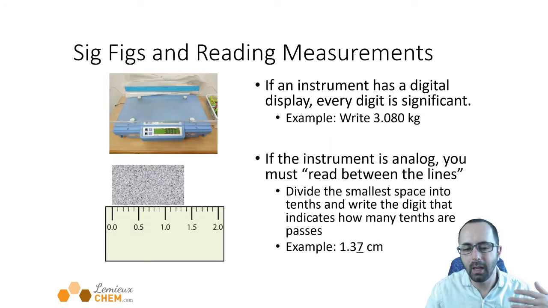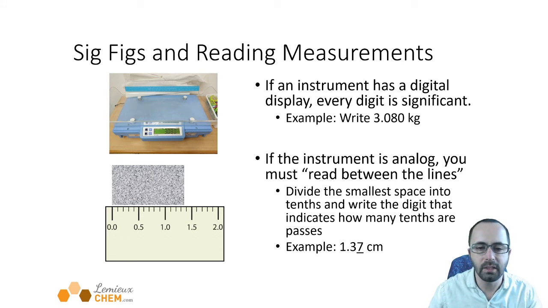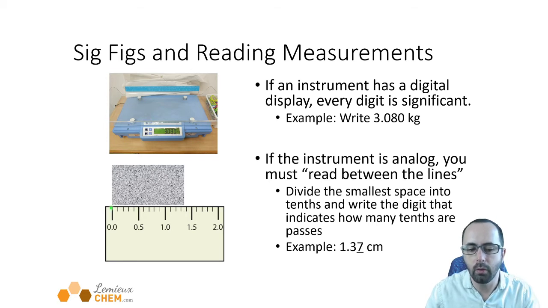So when we're making a measurement, how do we know how many sig figs we should write down? Well, these instruments here operate in a different way. Here we have a ruler with little tick marks. Here we have a balance with a digital display. If your instrument has a digital display, every number that shows is a significant digit, so you should always write it. 3.080 kilograms. Write them all. They're all significant, so write them all down.